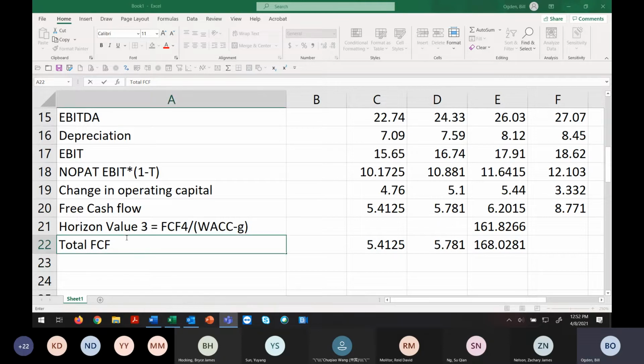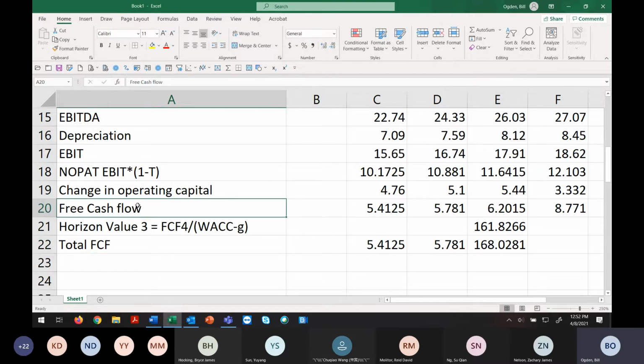And then the free cash flow, let's give that a definition then. Let's just go up to here, free cash flow. Okay, free cash flow would be NOPAT minus your change in operating capital. Okay.